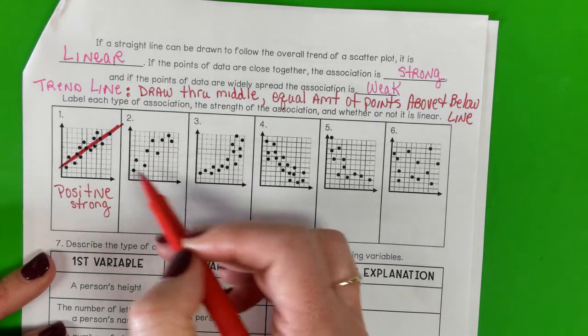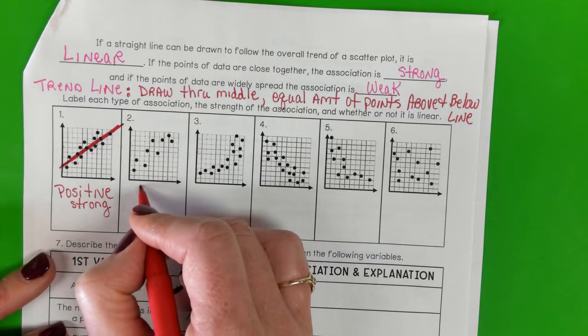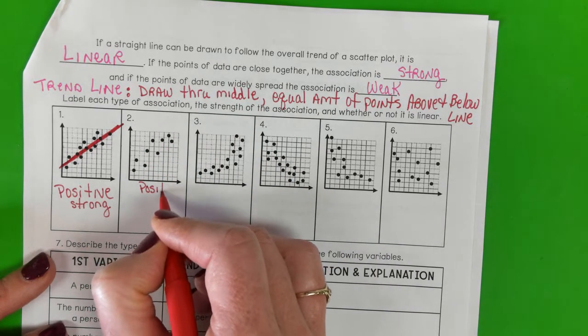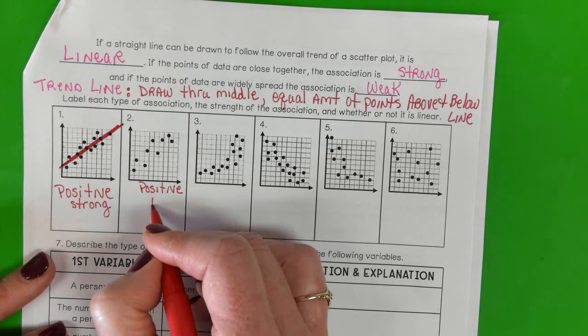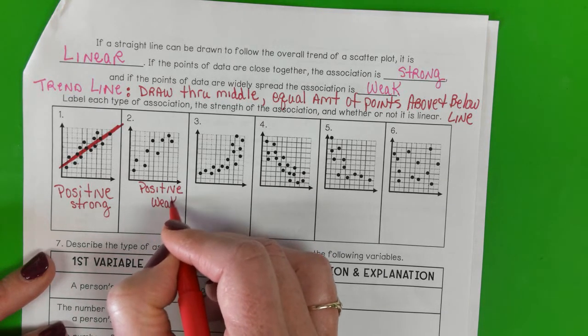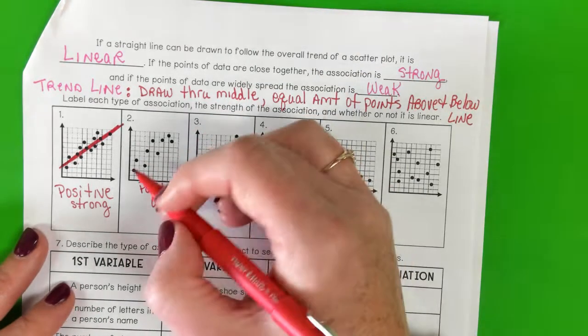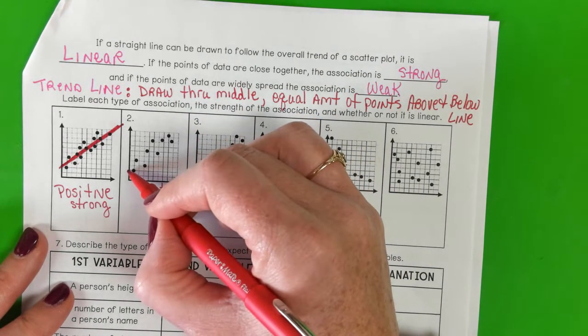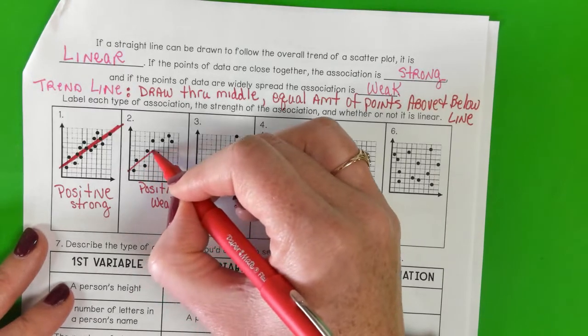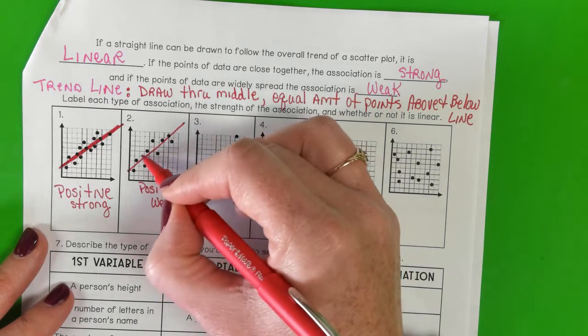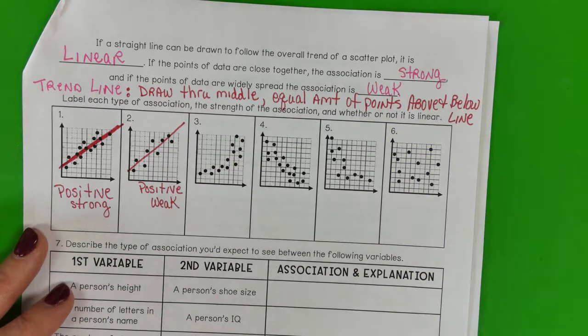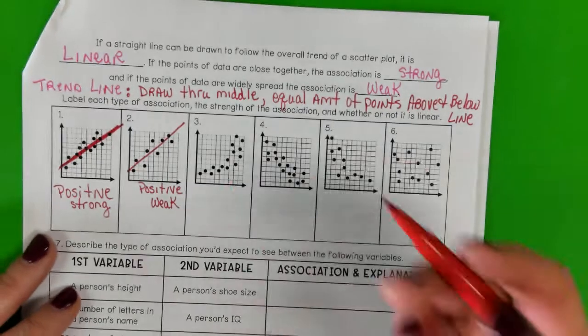Okay, this graph is still going to end up being a positive trend. But notice that the points are a little bit more spread out. So I would say that this is a weak positive. Okay, let's look at how we would draw our trend line. So again, we want to kind of aim for the middle. And I've got just about an equal amount above and below the line.